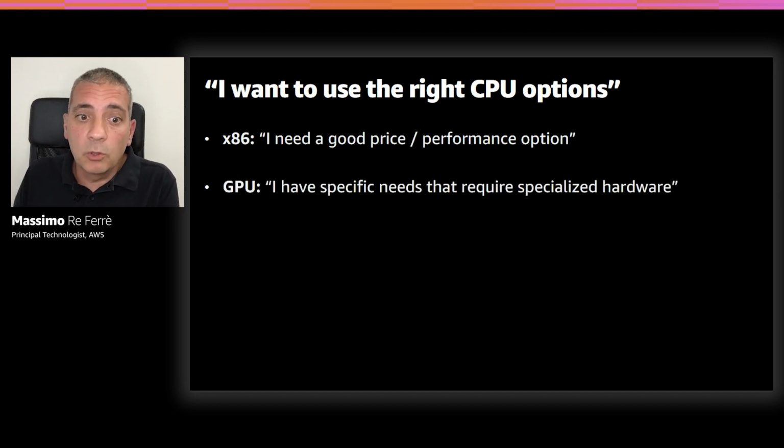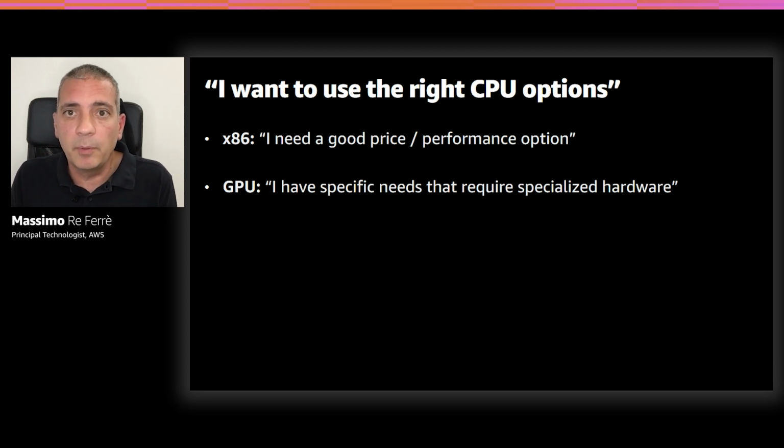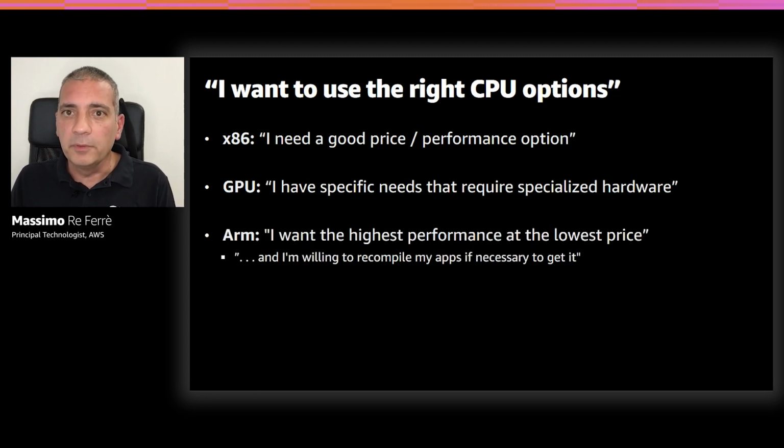However, we do have also options for GPUs. So lots of our EC2 instances, for example, do provide GPU capabilities for those containerized workloads that need to access GPUs. Think about machine learning and things like that. Last but not least, ARM.